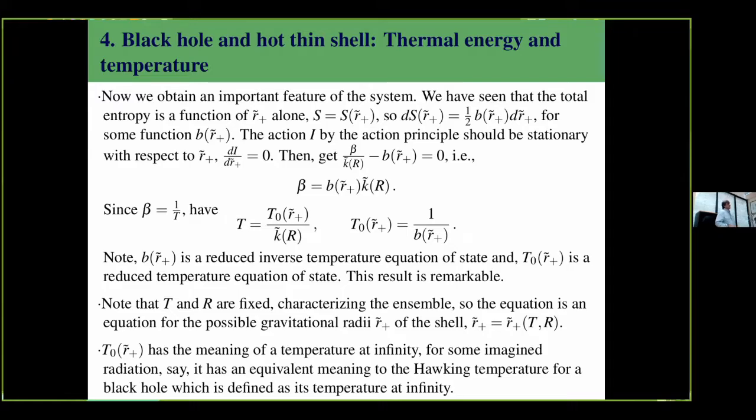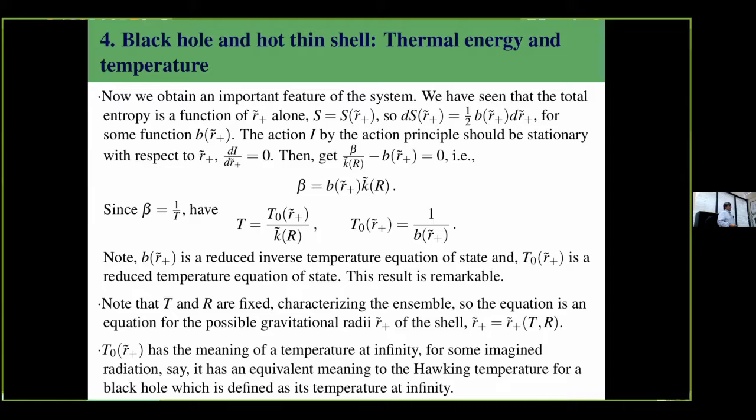times K tilde of R, the redshift function. You can invert and get T is equal to 1 over B of R plus alone, K tilde of R. You can put as a T naught of R plus, defined as 1 over B. So you can call this B, which is a very important function. So it's not everything that enters. Beta, as a function of R, R plus has to be split in this way. That's mandatory for the system. And so B, which is a reduced inverse temperature equation of state, or T naught, reduced temperature of state, enter into this formula in this way.